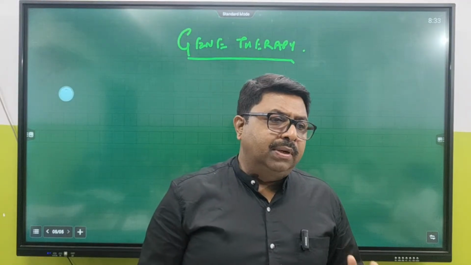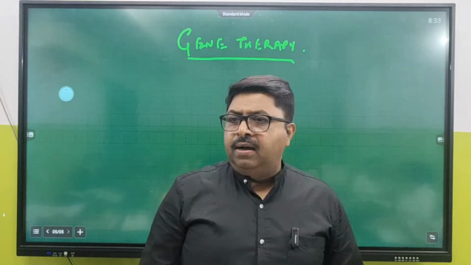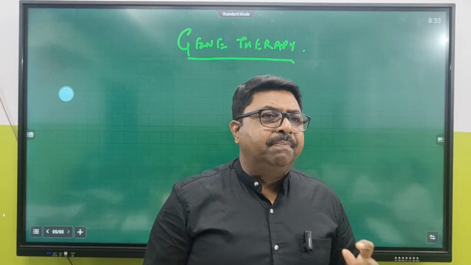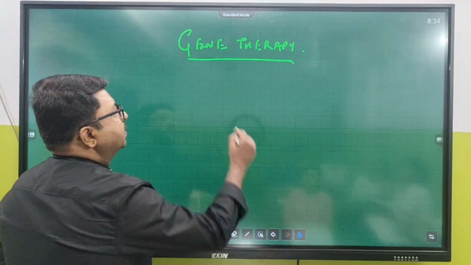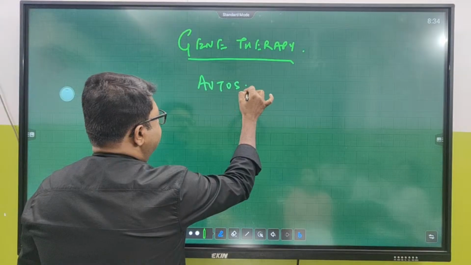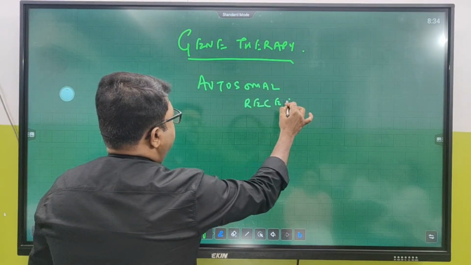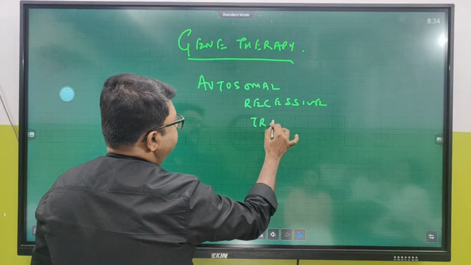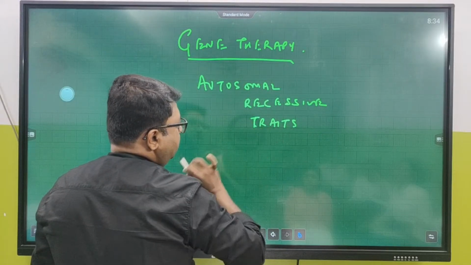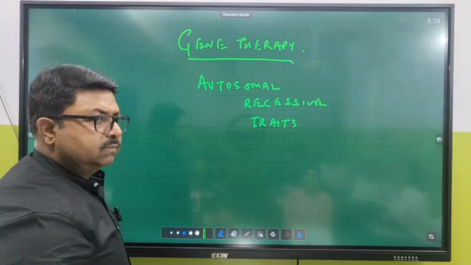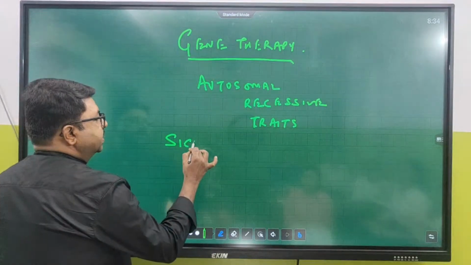It's a new term called gene therapy. Who is going to tell me the examples of autosomal recessive disease? Tell me some of the examples of autosomal recessive traits. Come on. Sickle cell. Very good. Sickle cell anemia.